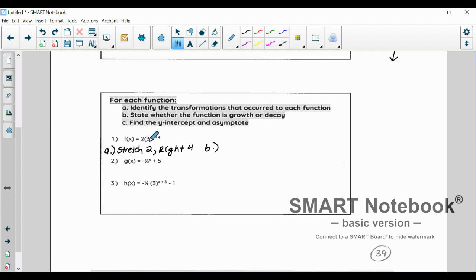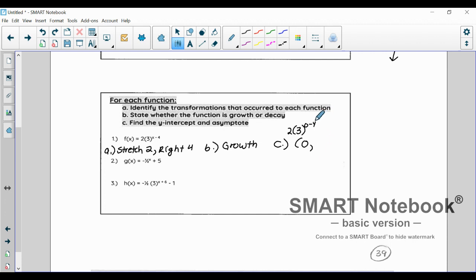It's growth because the base is 3. Whatever the number inside the parentheses is, that's the growth or decay factor. So it's a growth function. And the y-intercept is going to be at 0, let's see, if I do 2 times 3 to the 0 minus 4 power, I'm going to probably have to use my calculator to figure out what this is.